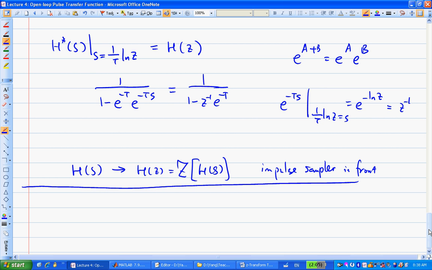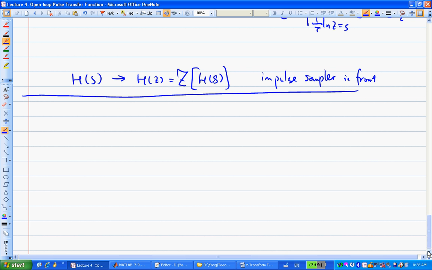But either way, you might want to use MATLAB in the end to simplify everything or to verify your calculation. There's a command in MATLAB called C2D, continuous to discrete. You can type help and look at the parameters of C2D. But in general, what you do is you have to define the system first, then give a sampling time, let's say 1 second. C2D is converting the continuous to discrete.